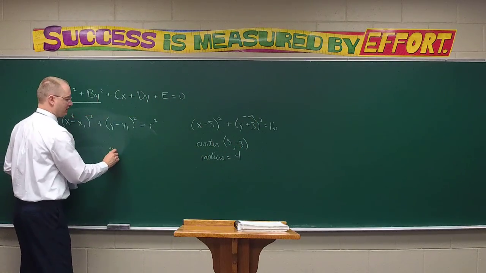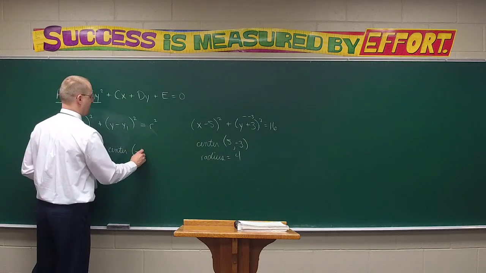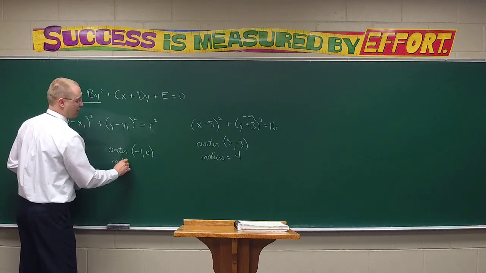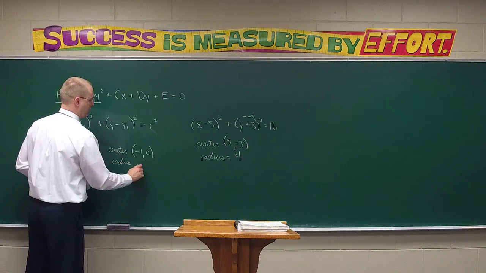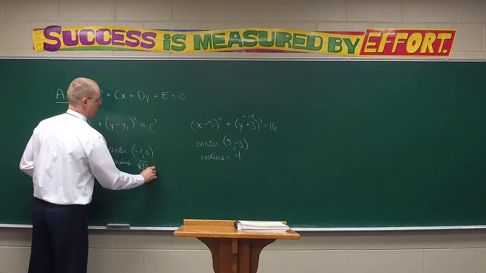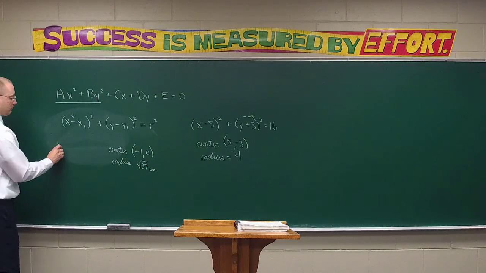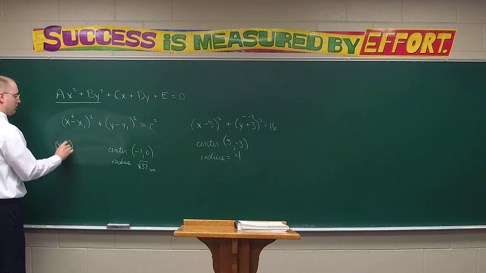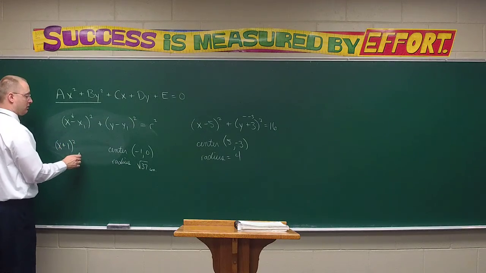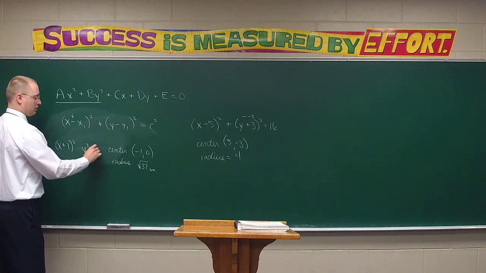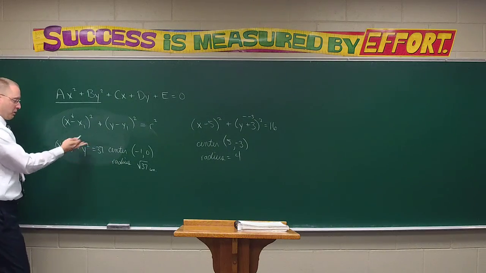What if I knew the center of the circle was at -1, 0, and the radius was, I don't know, something really weird like the square root of 37 units? What would the equation of that circle be, Jane? (x + 1)^2 + (y + 0)^2, or just y^2, equals 37. There we go. We say plus y^2 equals 37.